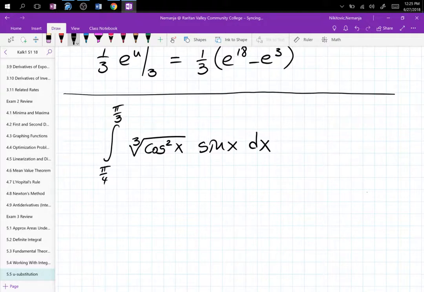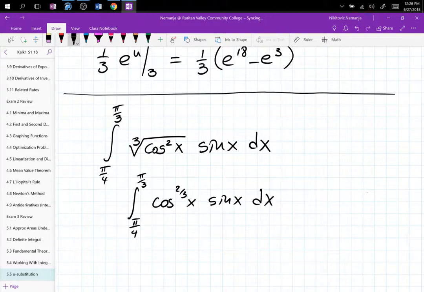This is terrible, right? Well, if you rewrite it, it will look immediately less terrible. If you just go integral pi over 4 to pi over 3, with the cosine of 2/3 x sine x dx, you immediately see that the function derivative pair is cosine and negative sine, right? So u is going to be cosine x, and du is going to be negative sine x dx.